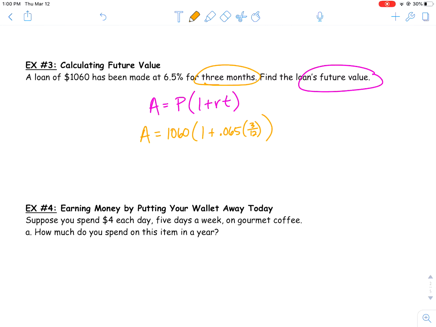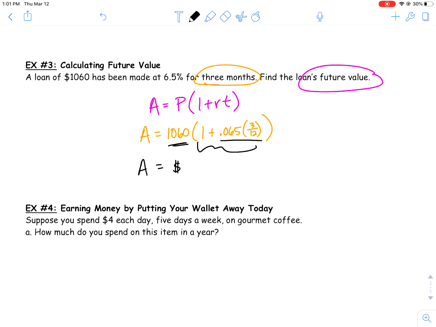Okay? So now in my calculator, I'm just going to calculate all of these different pieces, being careful that you apply the correct order of operations. So inside the parentheses, I'm going to multiply first. I'm then going to add the 1. I'm then going to multiply it by the 1,060. I'm going to give you a second to do that in your calculator. I'm going to do 3 divided by 12 equals times 0.065 equals plus 1 equals times 1,060 equals. And let's make sure we all get the same correct answer.